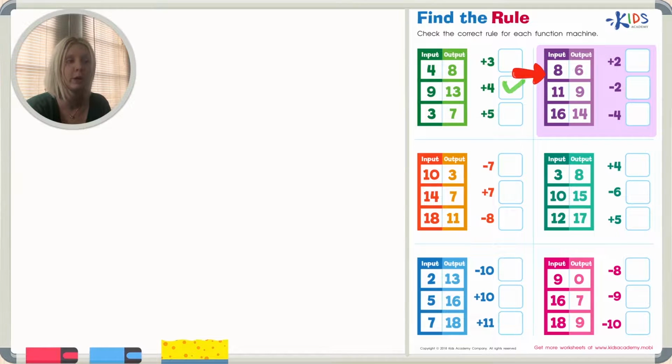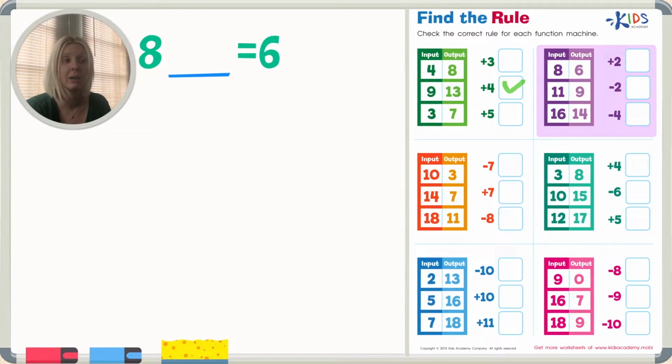Let's go to the purple one. We're going to start with 8. That's our input. We have to do something to 8 to make it equal my output, which is 6. All right, so I want to use my logical thinking. I want to think about what makes sense. If I have 8 and I end up with 6, that already, even if I don't know the answer, gives me a clue about the equation, okay?